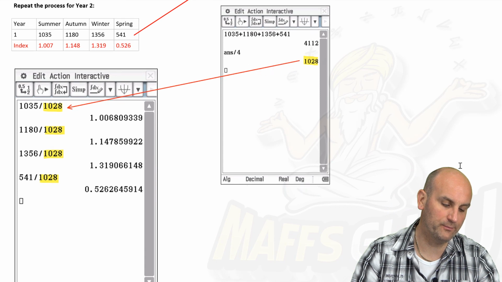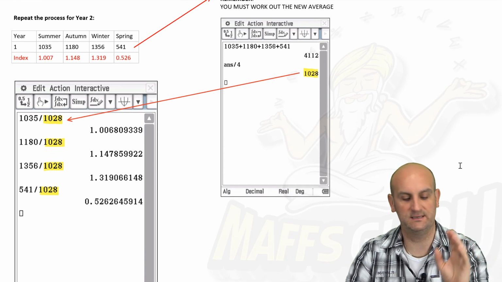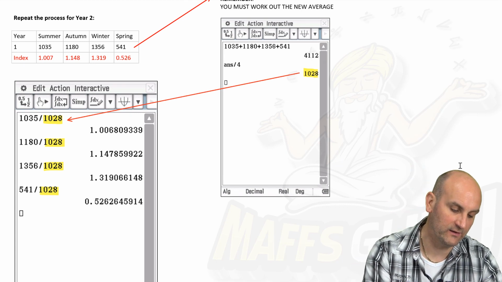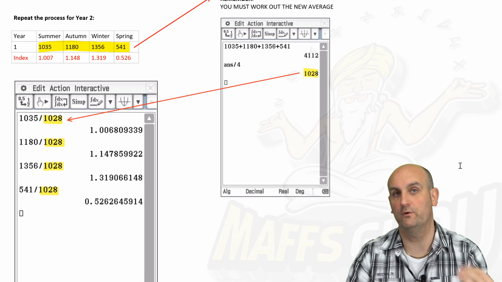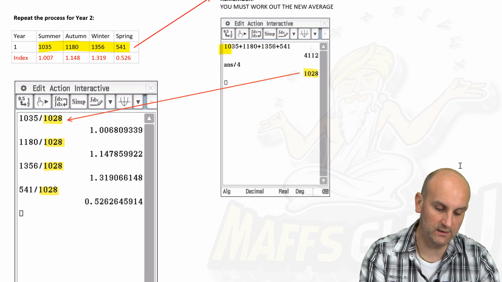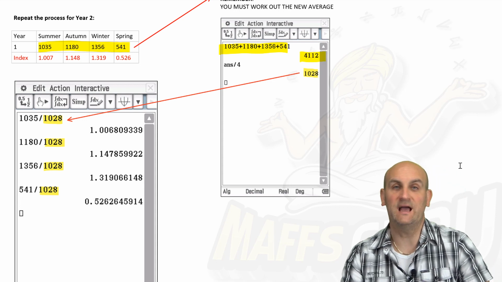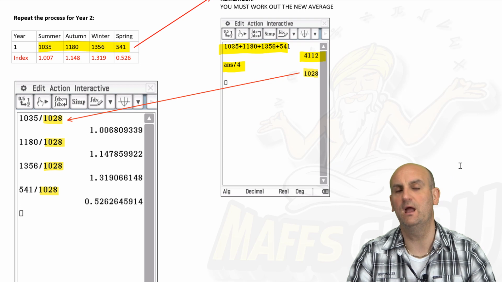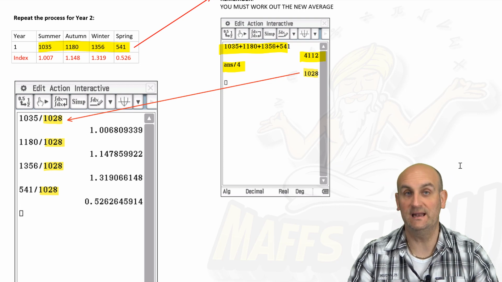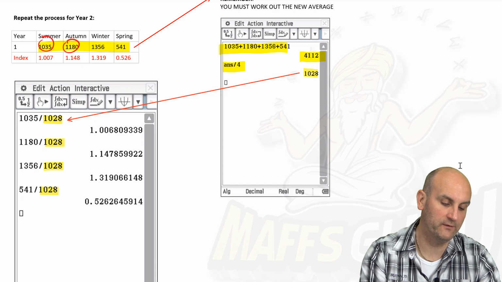So repeating the process for year 2, if you remember, you have to do it step by step. To work out the seasonal index, I firstly have to add all of those values together and divide by 4 to work out my average, which is what I've done here, 1035 plus 1180. All of those values added together gave me 4112. Divide by 4 gave me 1028. Now that there is the value that I'm going to divide each of these numbers by.